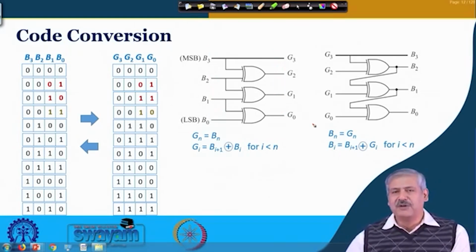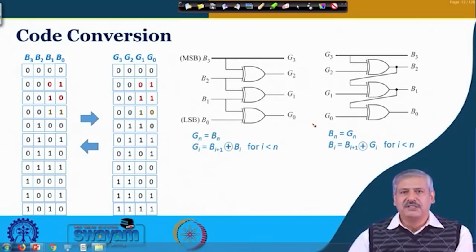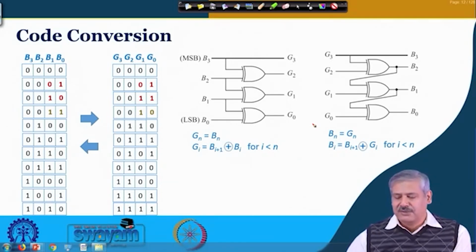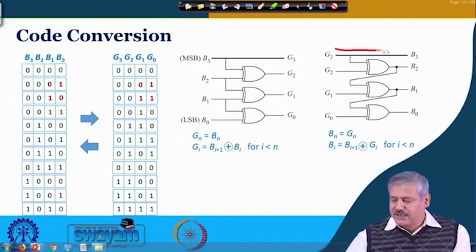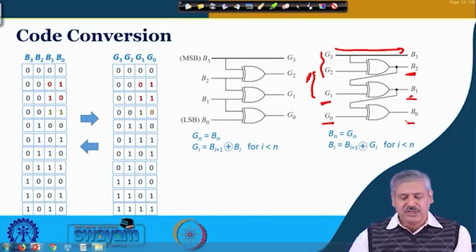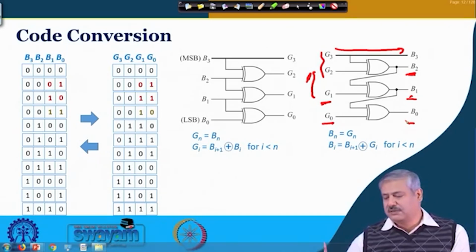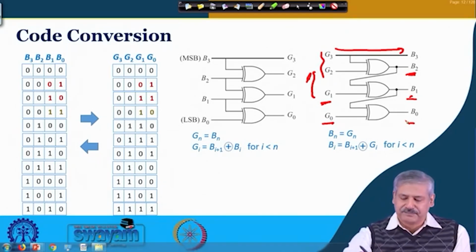Now, for Gray code to binary code conversion, if you look at the mapping the reverse way, we can see that G3 can directly go as B3, and the second bit, B2, can be generated by XORing G3 and G2. B1 can be obtained by XORing B2, the output that has been generated, with G1, and B1 XORed with G0 gives B0. So, we can put those values in and see that this is how we simply get the binary code generated from the Gray code.